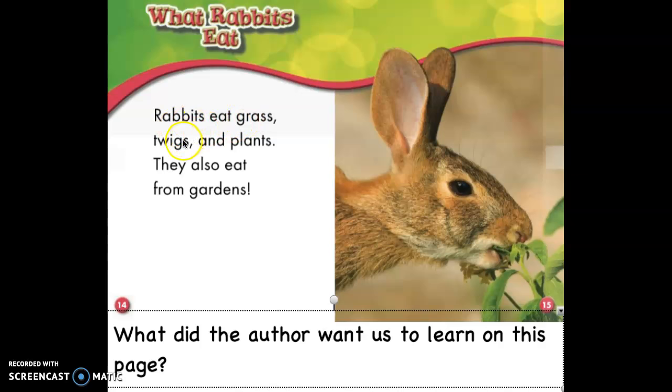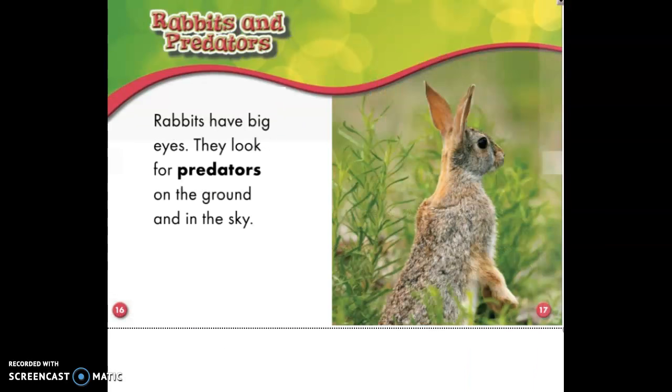Rabbits eat grass, twigs, and plants. They also eat from gardens. Oh, see the rabbit eating the grass? So I think the author here wants me to know what rabbits like to eat. Rabbits have big eyes. They look for predators on the ground and in the sky. A predator is another animal that might want to hurt the rabbit. So if a rabbit sees a predator, their big ears open up and they can hear them, and their eyes open up big and they can see them and try to stay away.